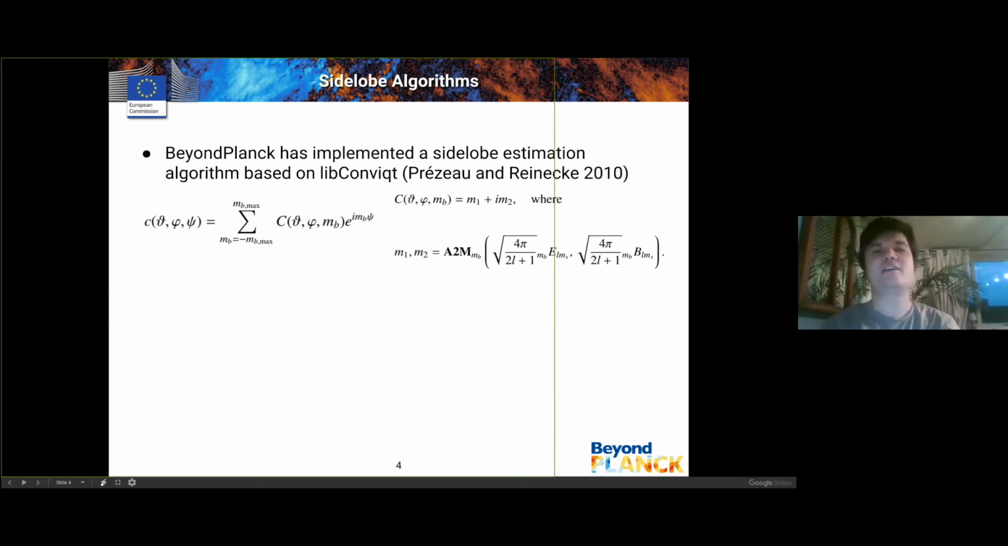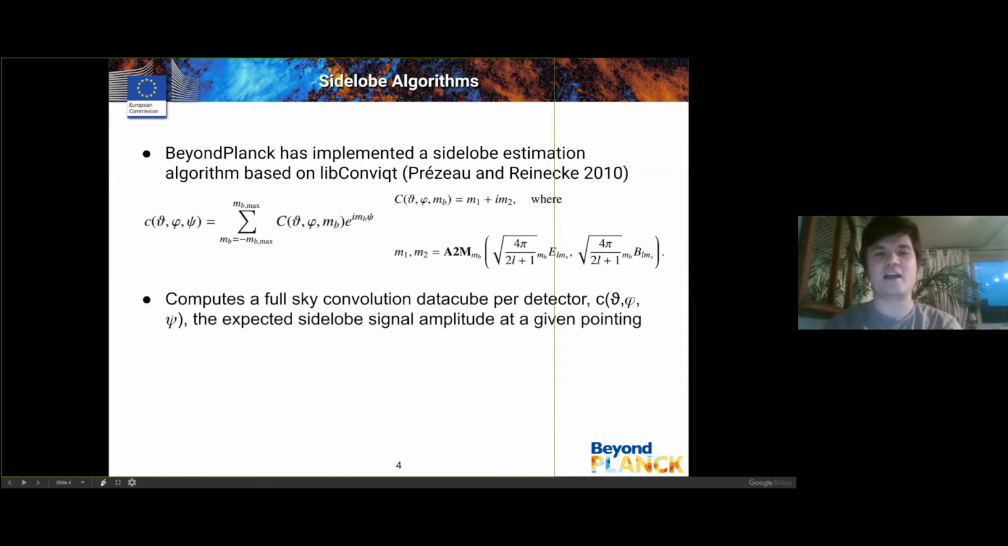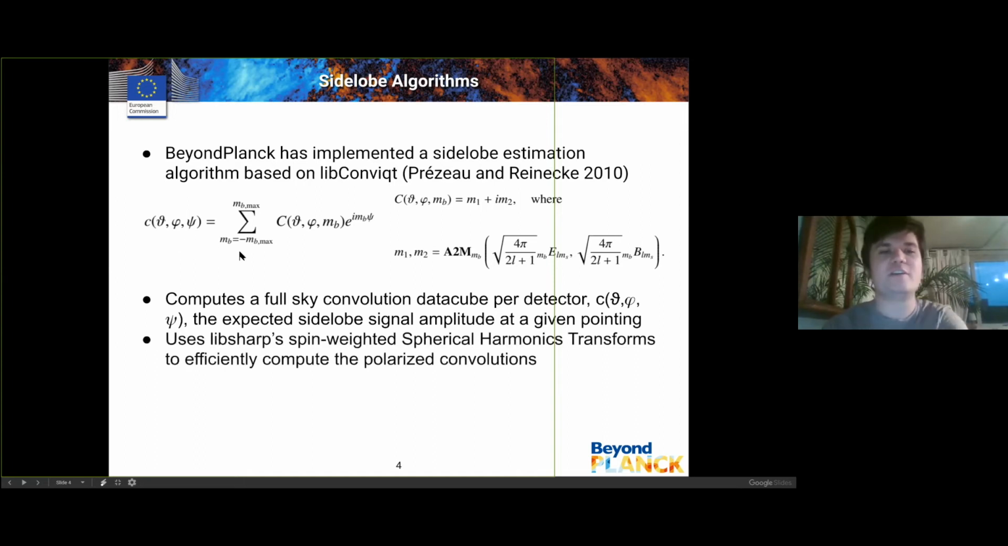How are we calculating these? As I said, we implemented a sidelobe estimation code based on libconviqt. We compute basically a full-sky data cube of our convolution signal. So this C term here is basically the sidelobe intensity as a function of our pointing parameters on the sky. And then we compute this using basically libsharp's spin-weighted spherical harmonic transforms, which are the fastest spherical harmonic transforms that we know of, at least.